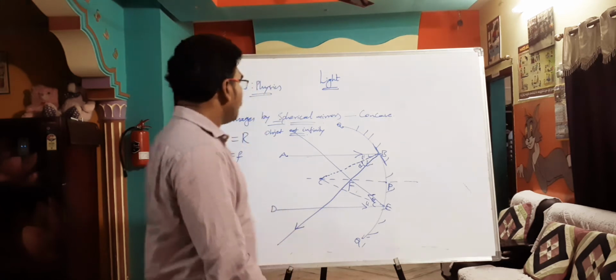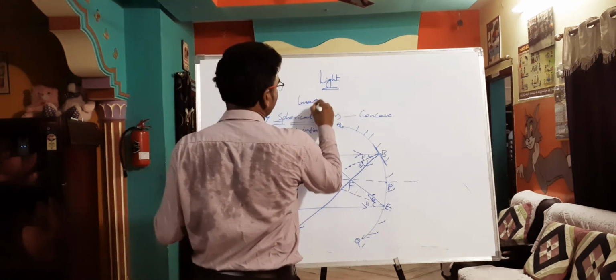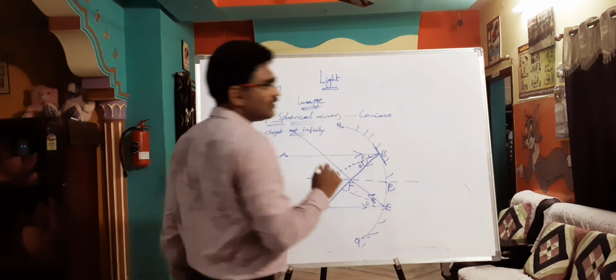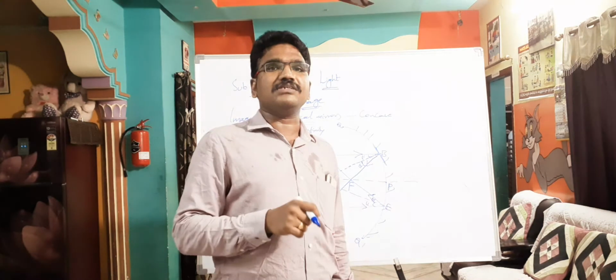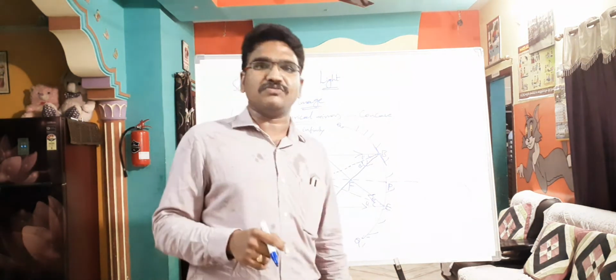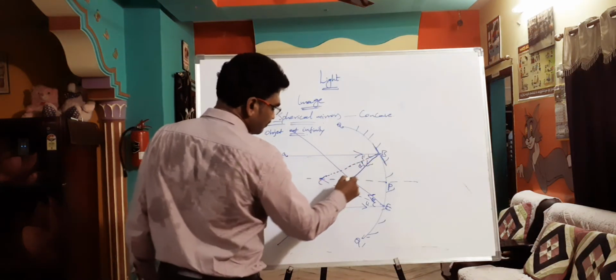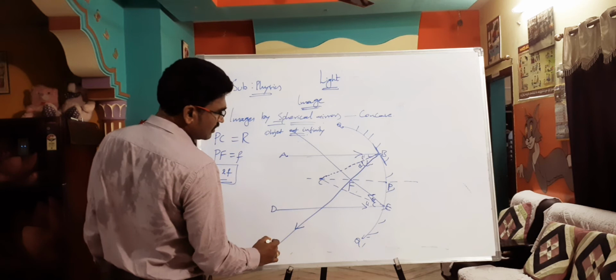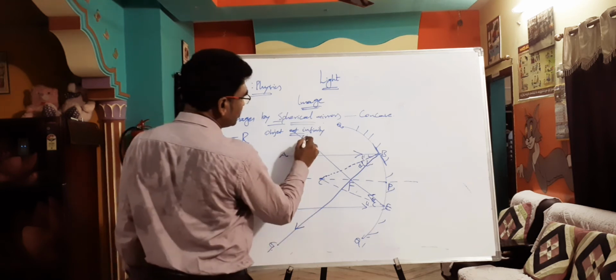And now when you come to the image, what is meant by image? Image means the point where the reflected rays meet or appear to meet. That point is called the image point. Now I want to take the reflected rays. I will take this reflected ray. That is, this is C, D, E, F, G, and this one is H.